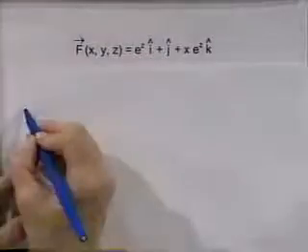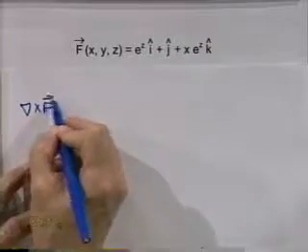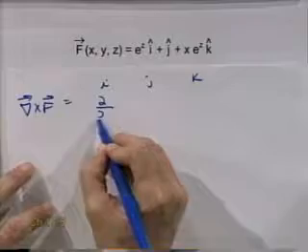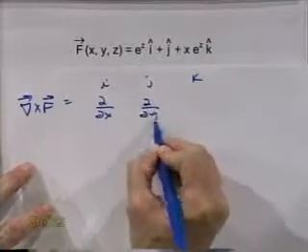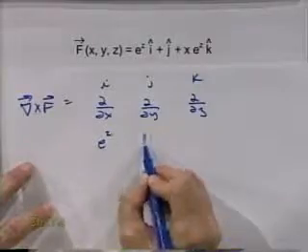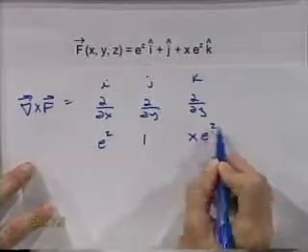Okay, well, first of all, let's figure out del cross F. So across the top, I go i, j, k, partial with respect to x, partial with respect to y, partial with respect to z, e to the z, 1, and x e to the z.